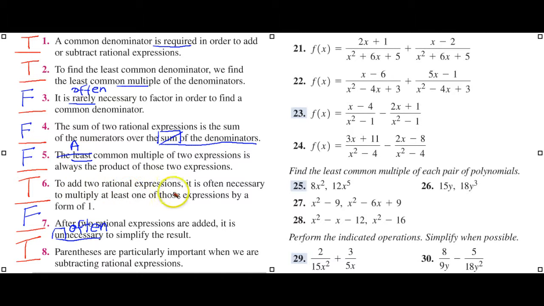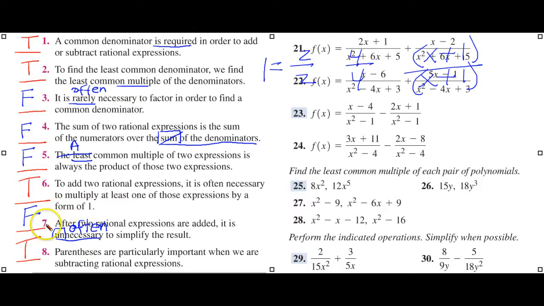To add two rational expressions, it's often necessary to multiply at least one of those expressions by the form of 1. And here we say 1 is equal to 2 over 2, 4 over 4, x plus 1 over x plus 1. These are all forms of 1. And we have to find the one that will give us our common denominator. And this one's true.